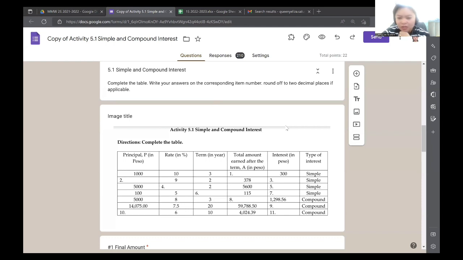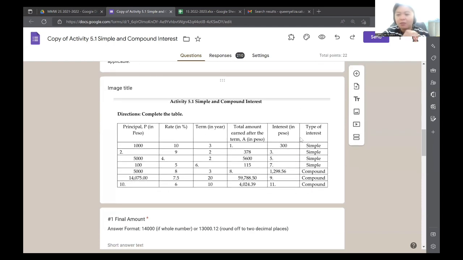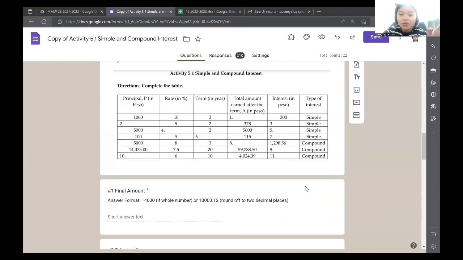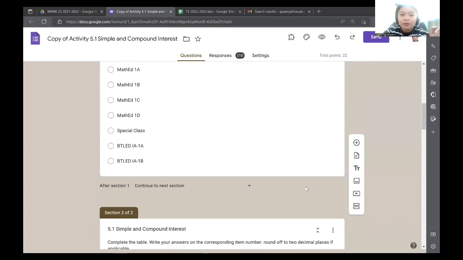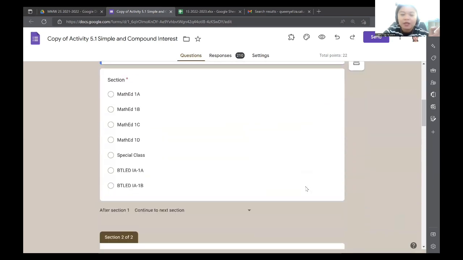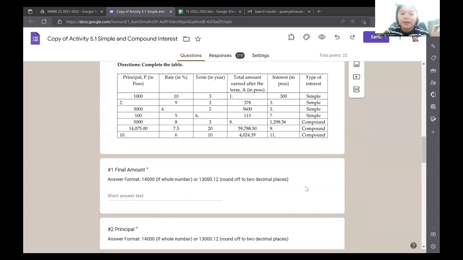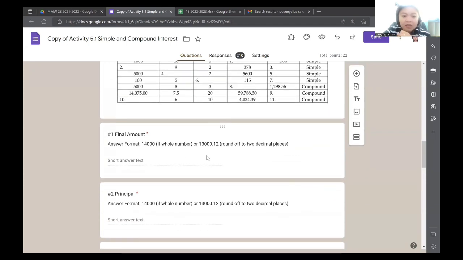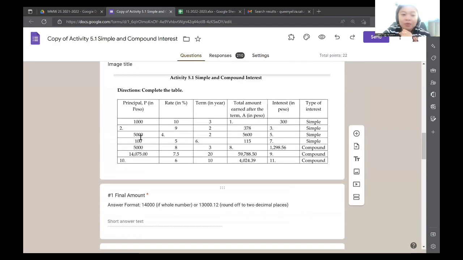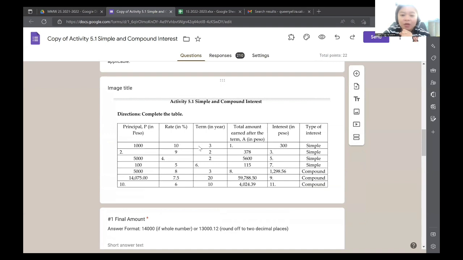So, kindly screenshot this one, so that at least you can answer it on your scratch paper, and then you open the Google Form link once you have completed your answers. Okay, so here is your Google Form, with the usual details. And then for number one, you are asked to solve for the final amount.